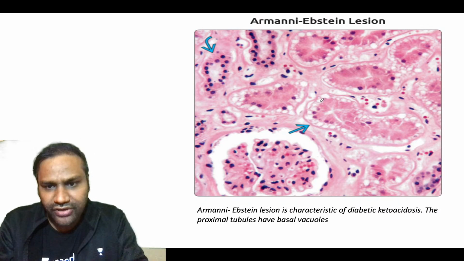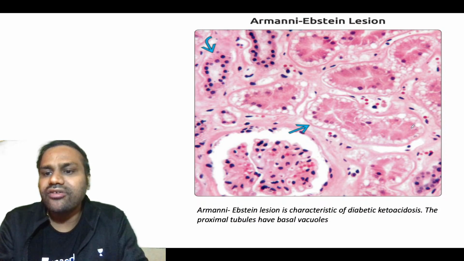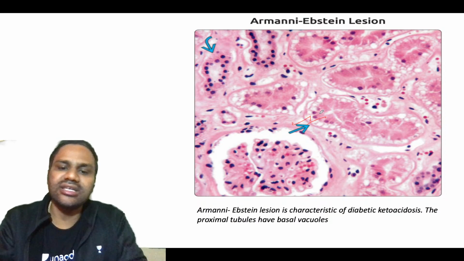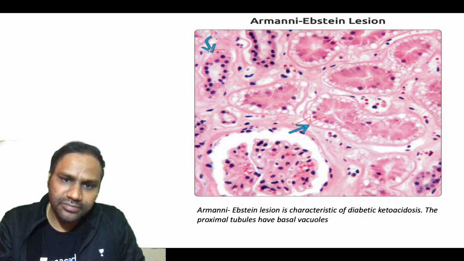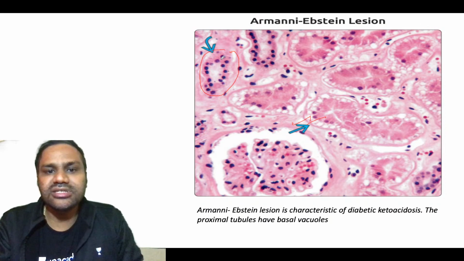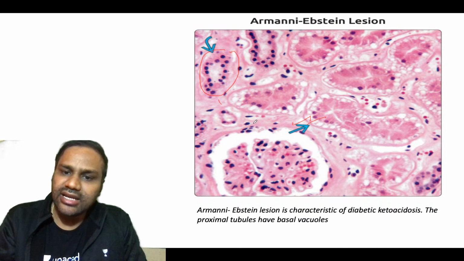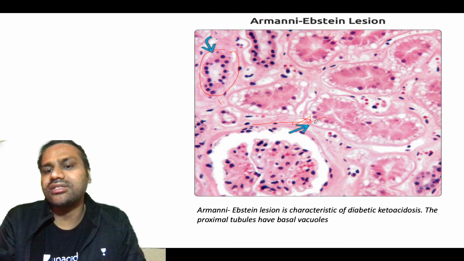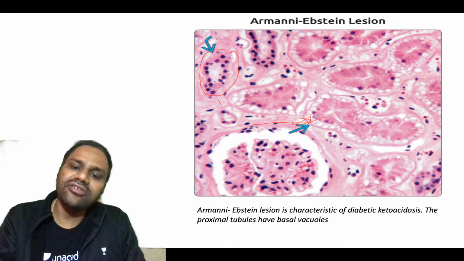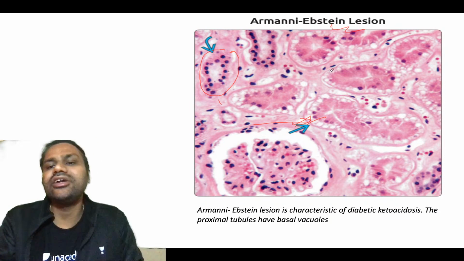You see this vacuolization, यहाँ पे vacuolization, ये tubule है और tubule का vacuolization हो रहा है ना. So this vacuolization is basically your Armanni-Ebstein lesion. This is your normal PCT, eosinophilic cells, brush borders दिख रहा है. But in this PCT you can see there is vacuolation. ये vacuolation Armanni-Ebstein lesion कहते हैं, ये tubules में दिखता है.